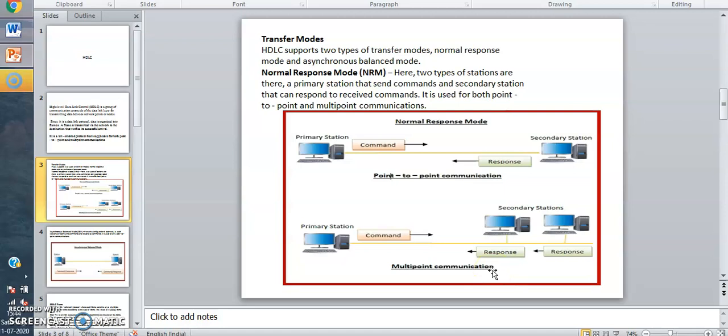Normal response mode is used for both point-to-point and multi-point communications. Here, same as in point-to-point, the primary station sends a command to the secondary station, and the secondary station receives the command and sends back the response to the sender, or primary station.